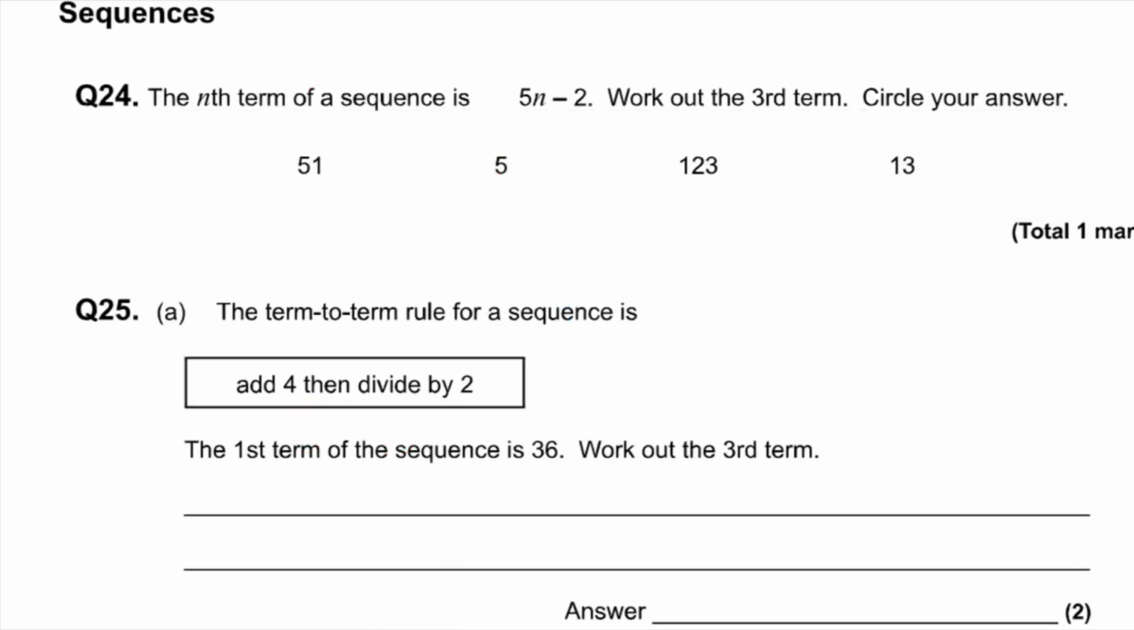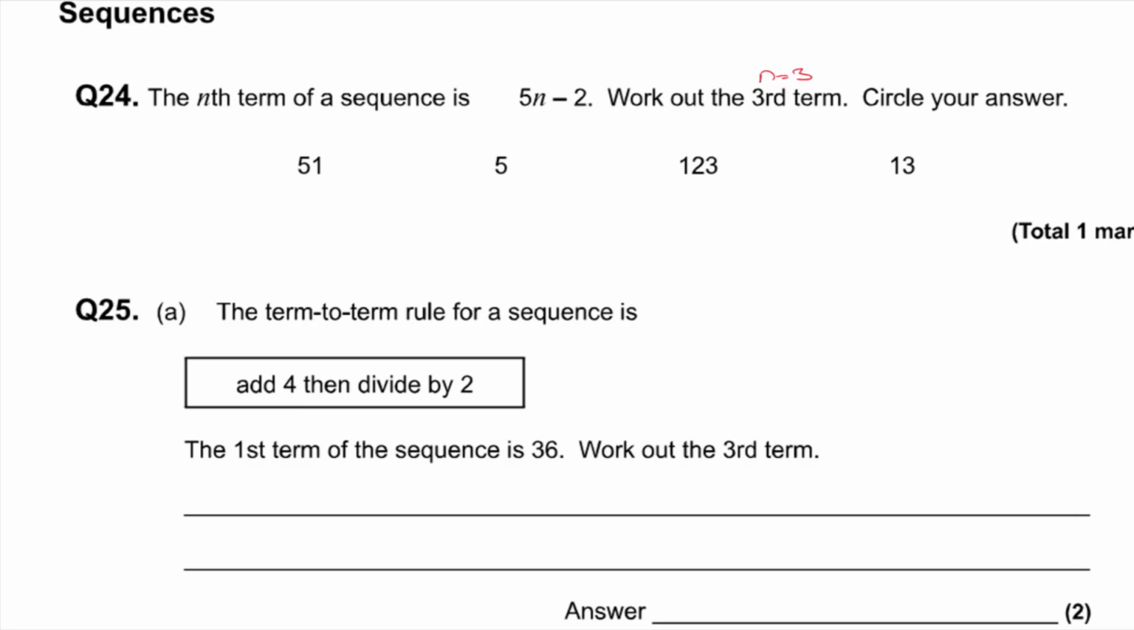Next up, sequences. Question 24, the nth term of a sequence is 5n minus 2. Work out the third term. Circle your answer. Well, this is another substitution question, really. For the third term, that just means n is 3, because we number the terms by their position in the sequence. So for the first term, n is 1, second term, n is 2, third term, n is 3.